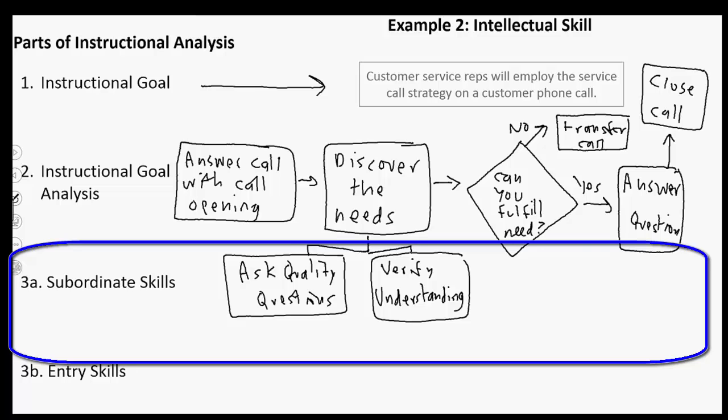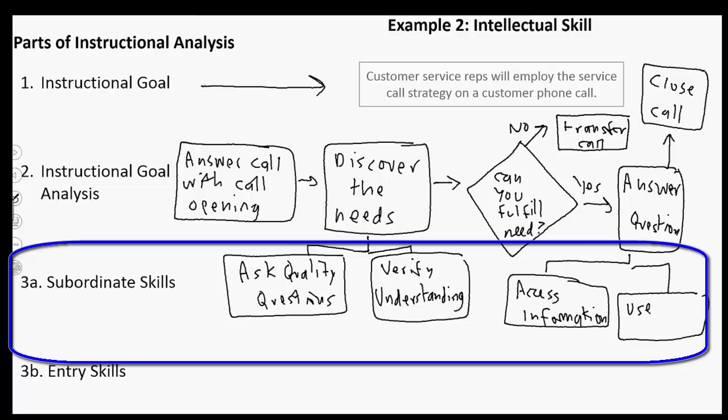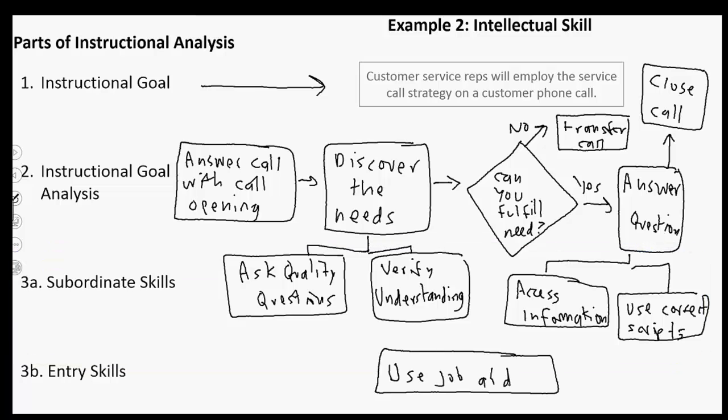Let's see, what else could we look at here? Answering the question. That might have a few different subordinate skills. So one of them might be just accessing the information. Another might be use the correct script. Maybe there's some kind of a script that you use when you answer certain types of questions. And that's part of the call strategy that we talked about above. Okay, so you start to break it down into these different subordinate skills. A sub-subordinate skill, though, for these might be that you have to use the appropriate job aid. Okay, so that's one of our subordinate skills here.